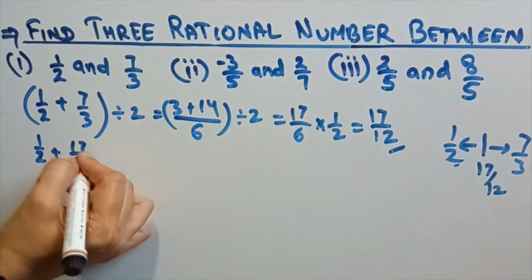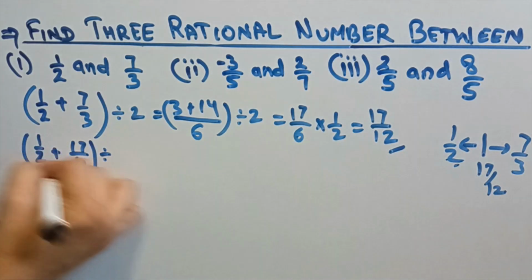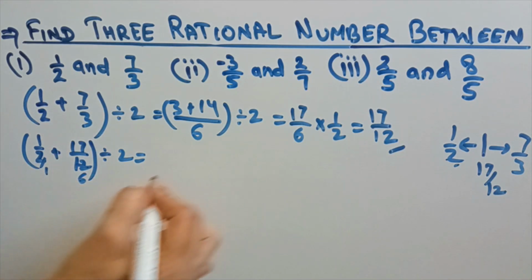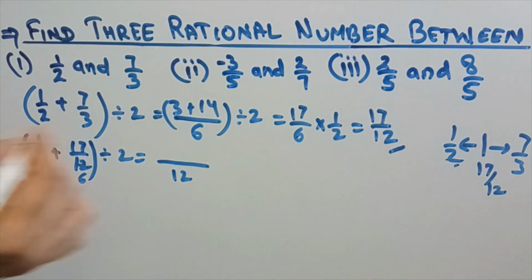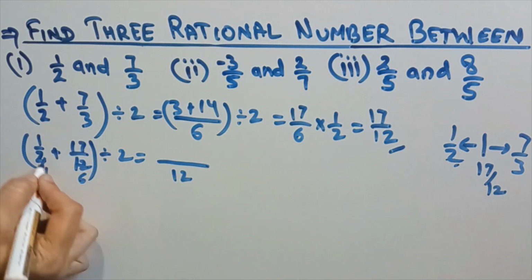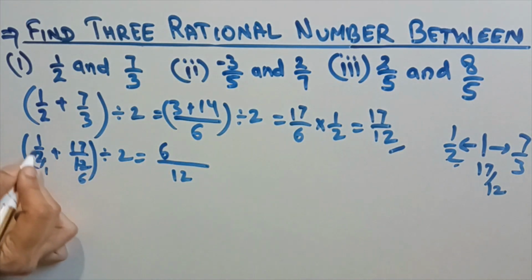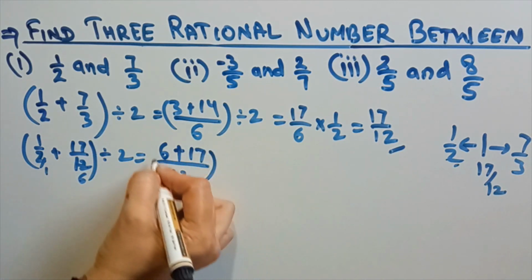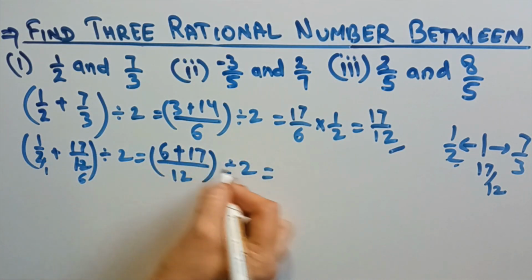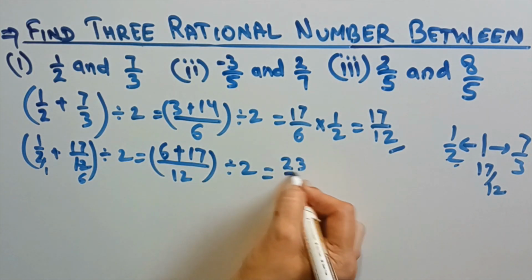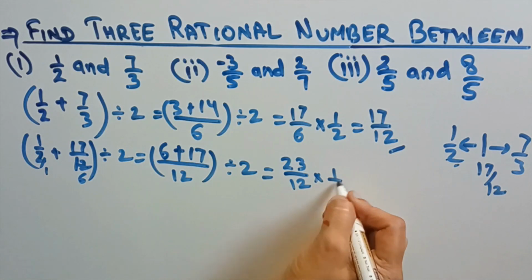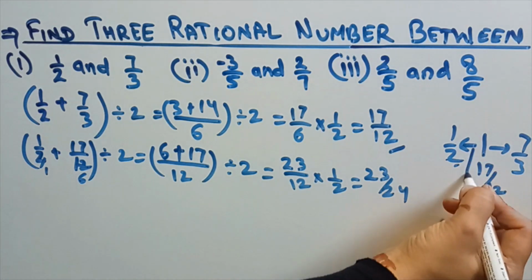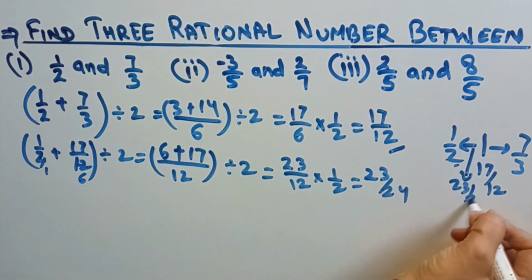Now I'm taking these two pairs and I'll divide this by 2. So 2 ones are 2, 2 sixes are 12. I'm writing 12 here. I'm taking LCM, I'm using a shortcut. You can use that method also. 6 ones are 6. Always multiply these terms first. Plus 17 ones are 17, divided by 2. 17 plus 6 is 23, divided by 12 into 1 by 2. So 23 by 24. This number is here in between these two numbers, 23 by 24.